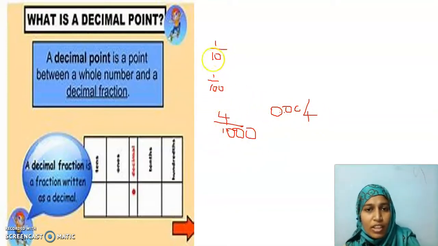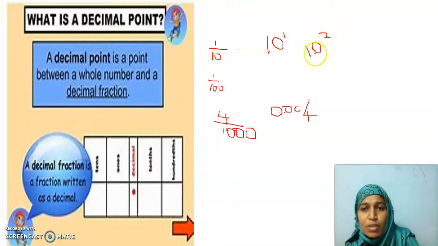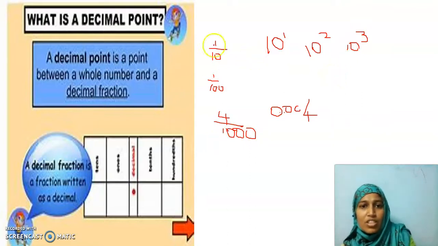We call these denominators powers of 10 because we write 10 power 1, 10 power 2. Power is nothing but a number written as a superscript to this number. It means it is repeated 2 times. 10 power 3 means it is repeated 3 times, like 1000. This 1000 is written as 10 power 3. Is it clear, my dear children? These are called decimal fractions and you know how to write decimal numbers.